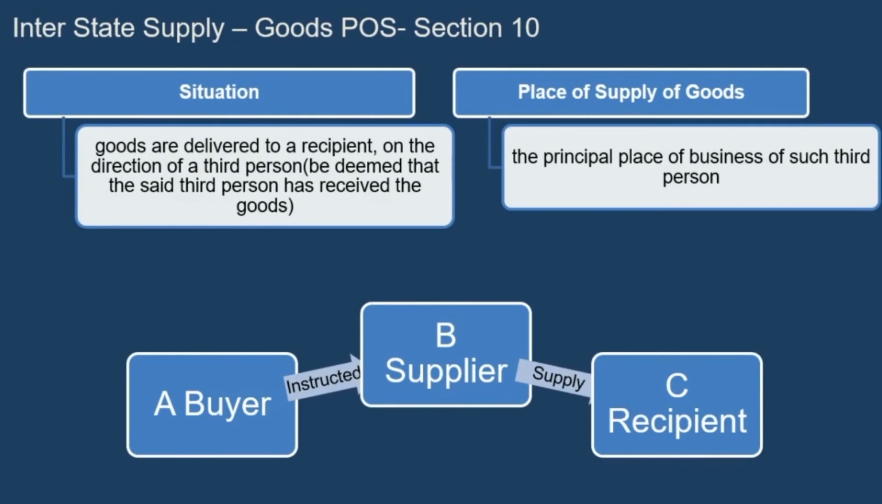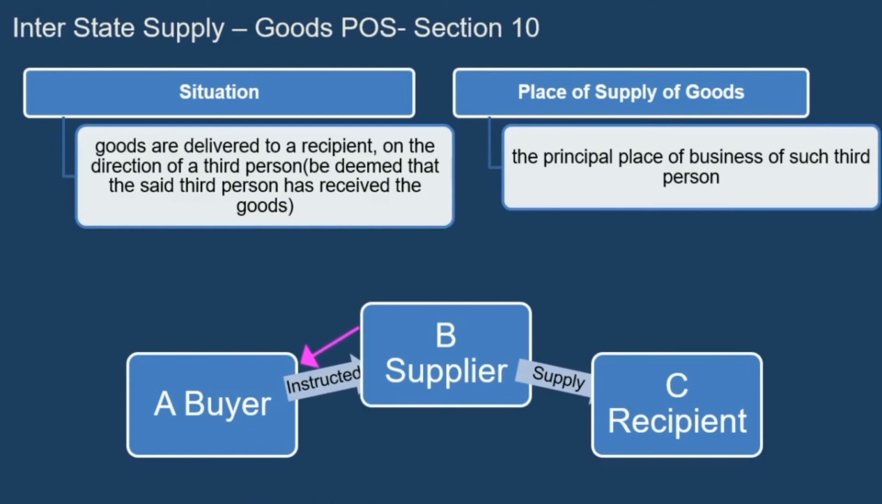Goods are delivered to a recipient. B is delivering goods to C, a recipient. Goods are delivered to a recipient on the directions of a third person. So who is the third person here? The third person is A. He is instructing B: you deliver goods to C. So goods are delivered on the directions of the third person. It is deemed that the third person has received the goods, so it is deemed that A has received the goods.